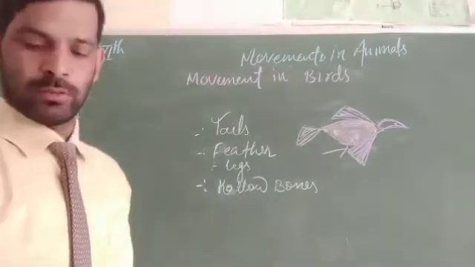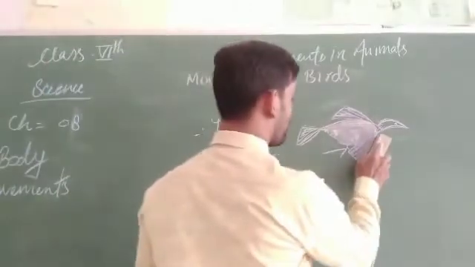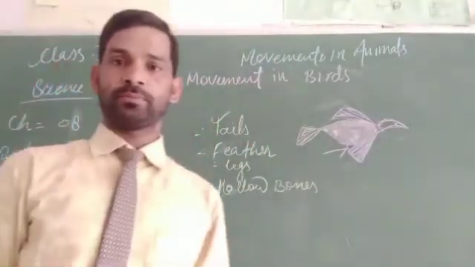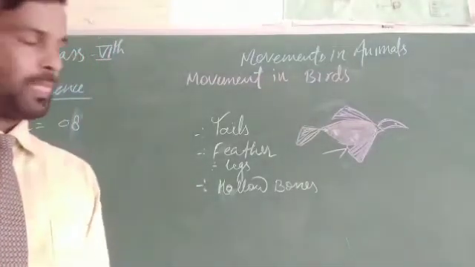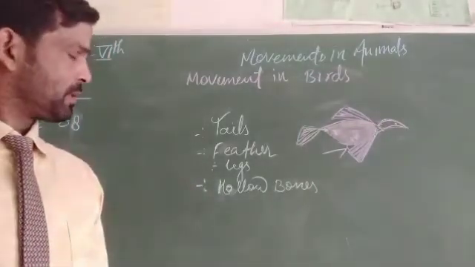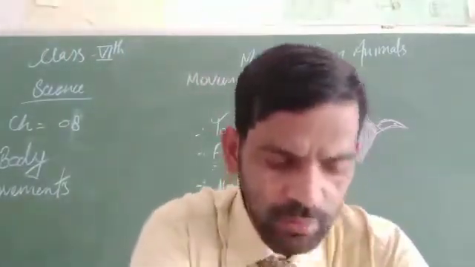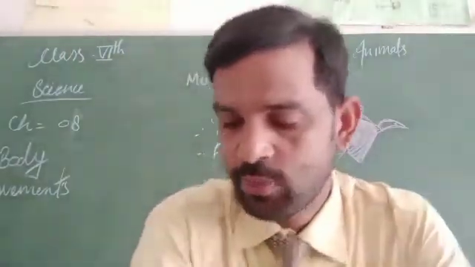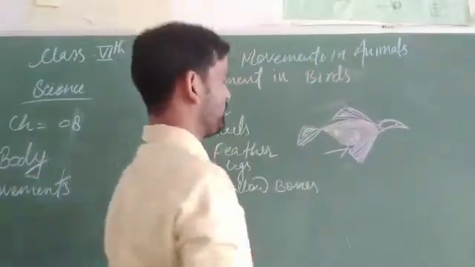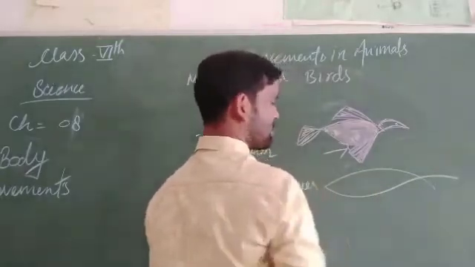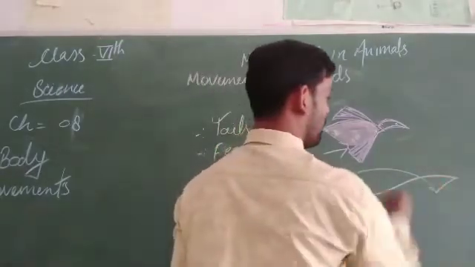Some important parts by which the birds can be helpful for its movement. How can it be? Here are some important criteria. What are these? The birds have already its body as a streamline. This can also have its streamline body. This is a streamline body.